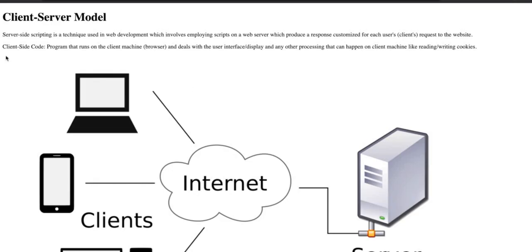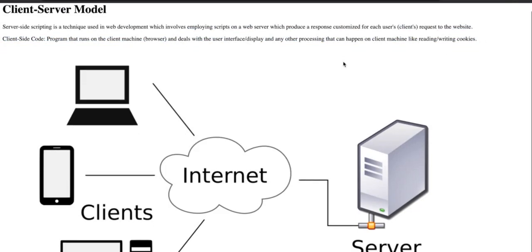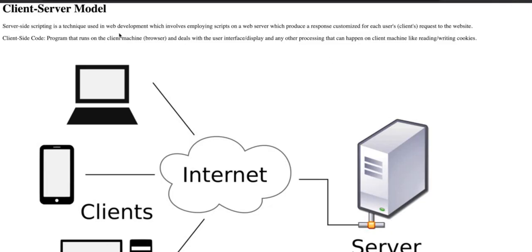Now coming to the definition, the program that runs on the client machine or browser and deals with the user interface or display and any other processing that can happen on the client's machine, like reading and writing cookies, actually forms the client-side code. So basically, as you can see from our Facebook example, there are a few things that are happening on the server side and a few things that are happening on the client side. The server is creating custom web pages for different users and is sending it to the client, whereas the client takes that code and builds a web page out of it. The code which goes to the client and on the basis of which the client makes the display of the page is called client-side code.